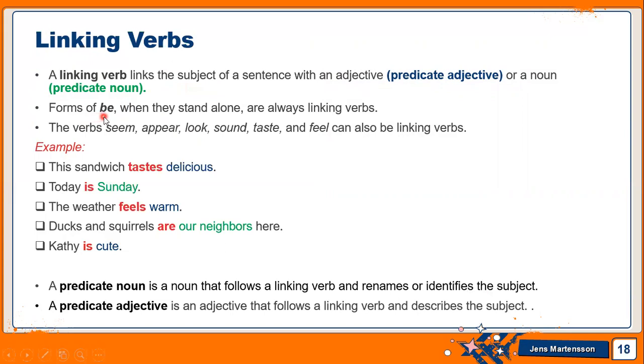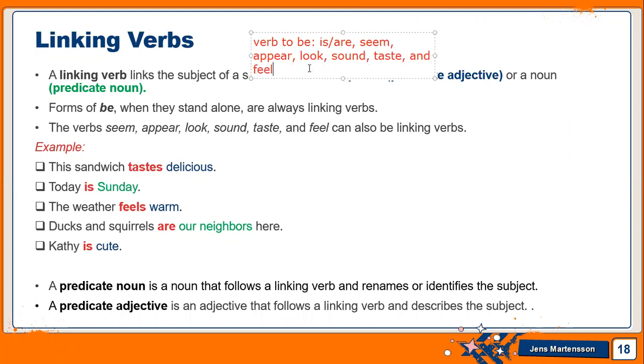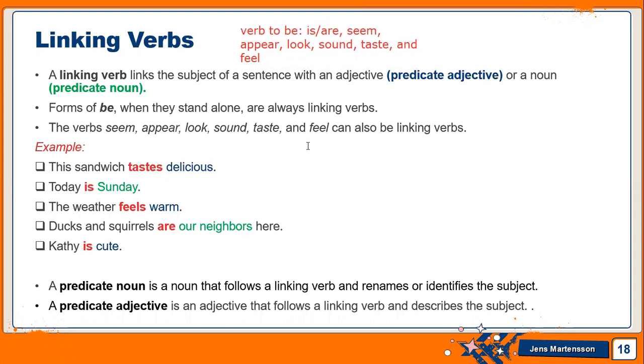They are forms of be, which we call verb to be, which is either is or are. So the linking verb is the form of verb to be, is and are. Also, they can be the verbs seem, appear, look, sound, taste, and feel. These are called the linking verbs. When we find them on their own with no other main verb, they would be called linking verbs.